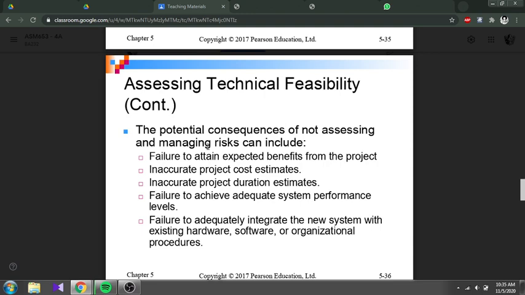Okay, this is something that we want to prevent from happening. We actually want to have 100% full capacity of these system performance levels, right? And failure to adequately integrate the new system with existing hardware, software, or organizational procedures. This is like we completely fail to implement or get the new system into the environment of our business process and so on.